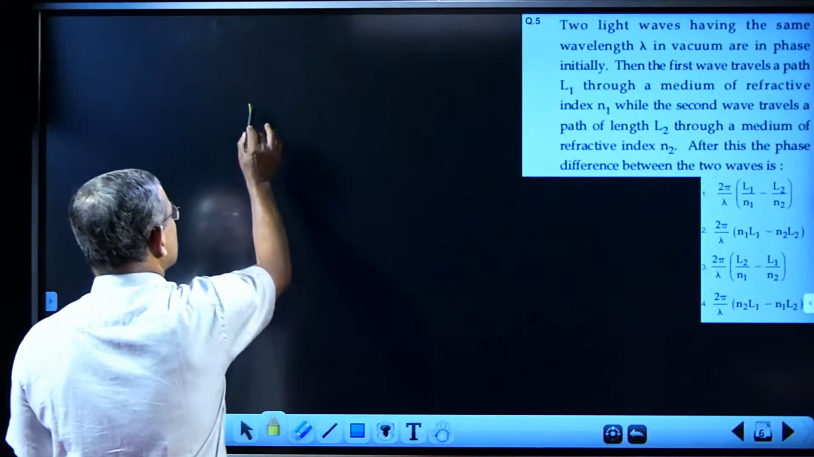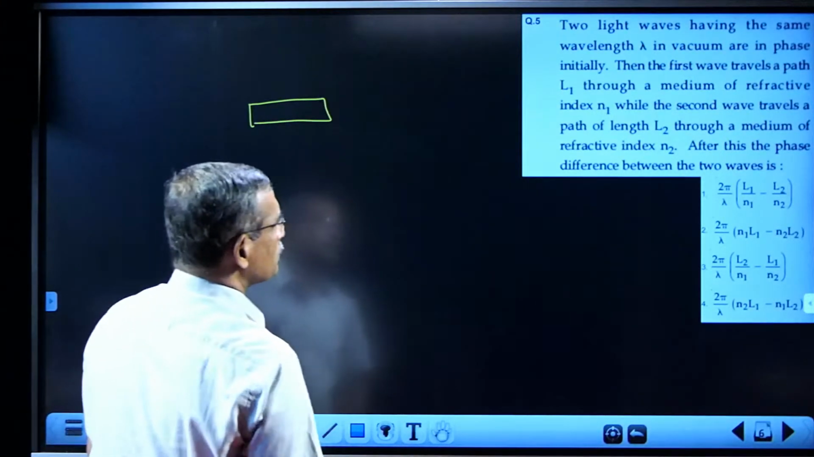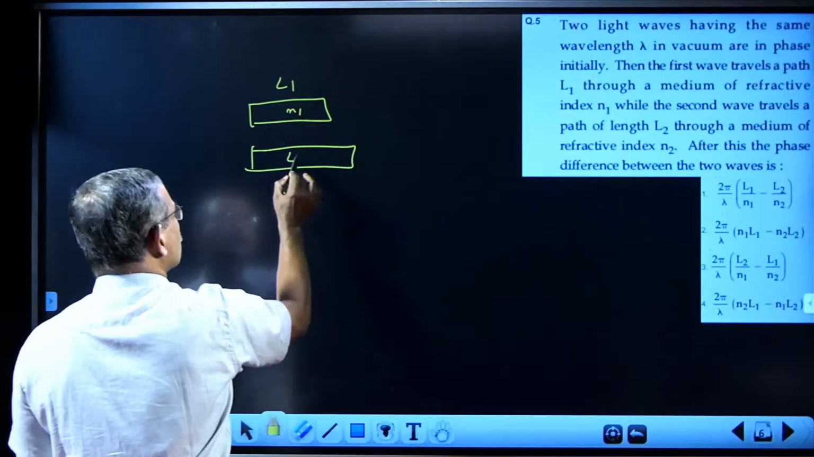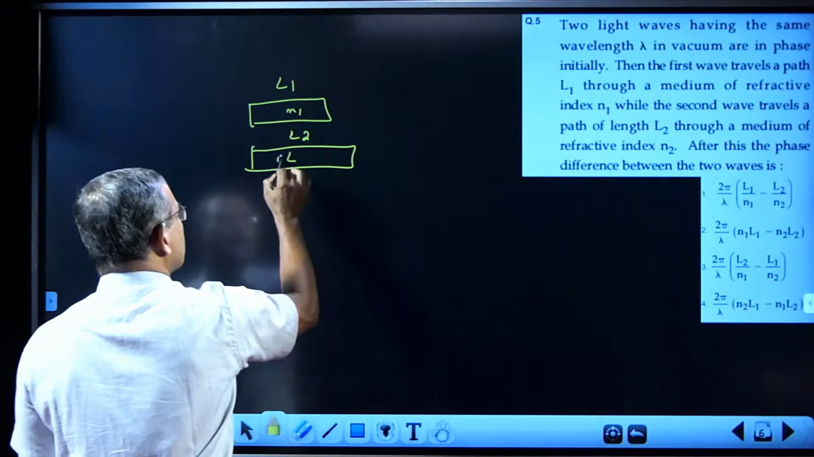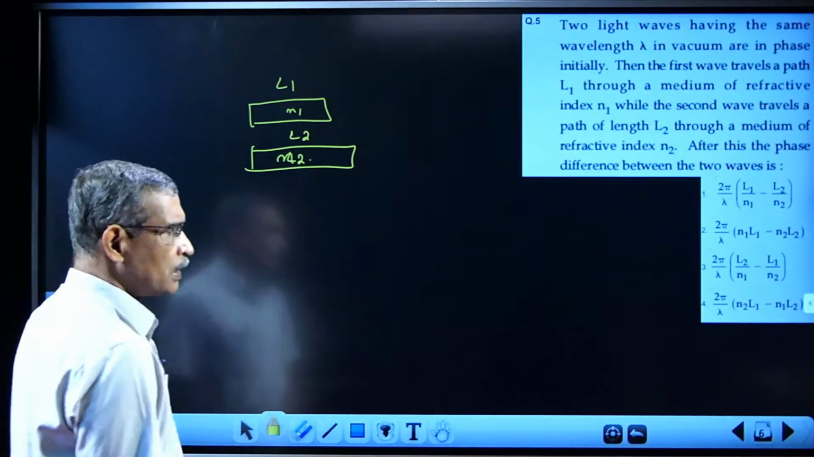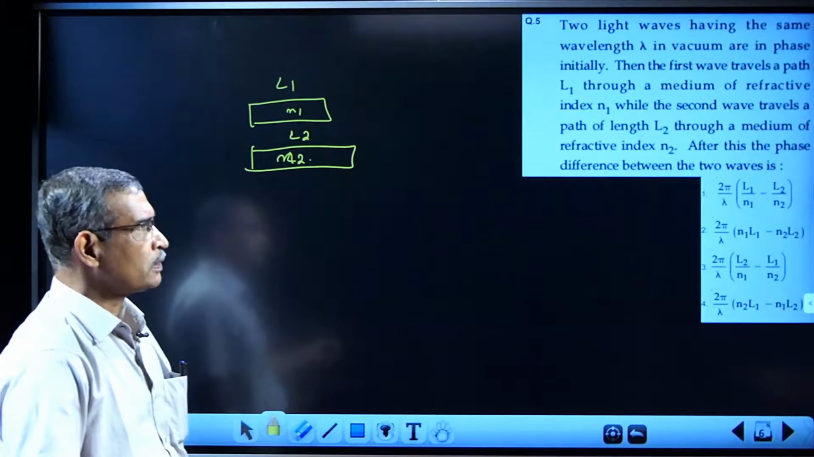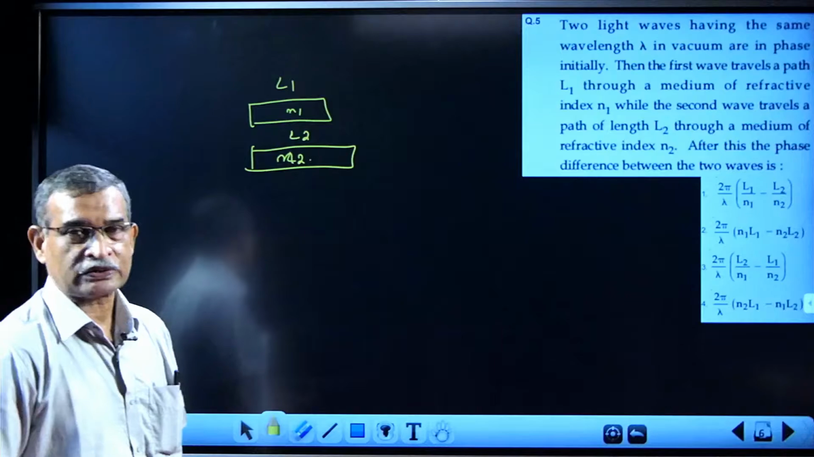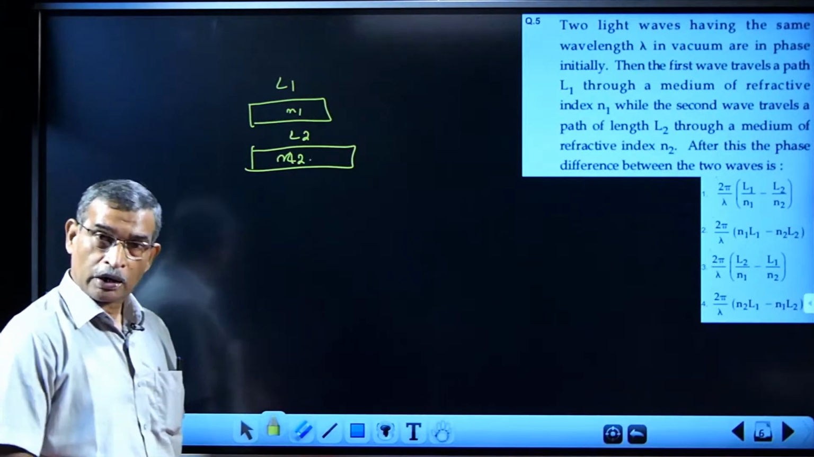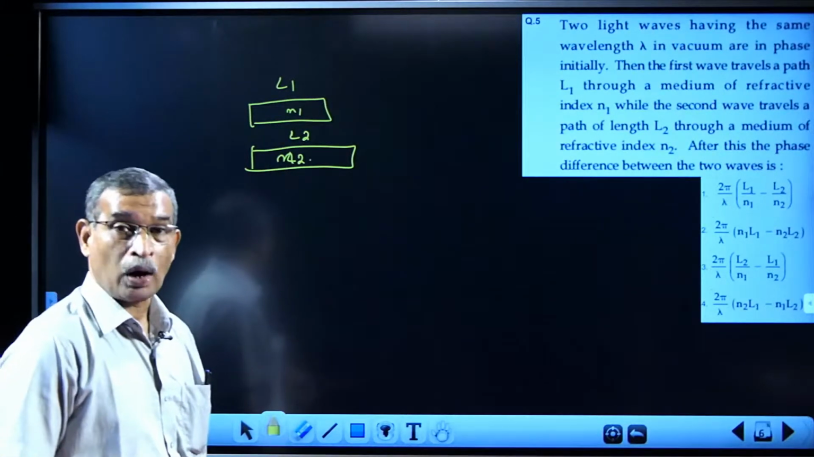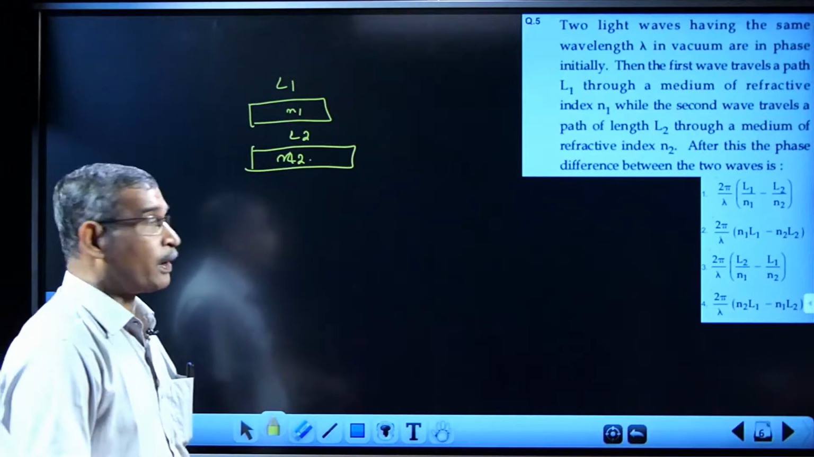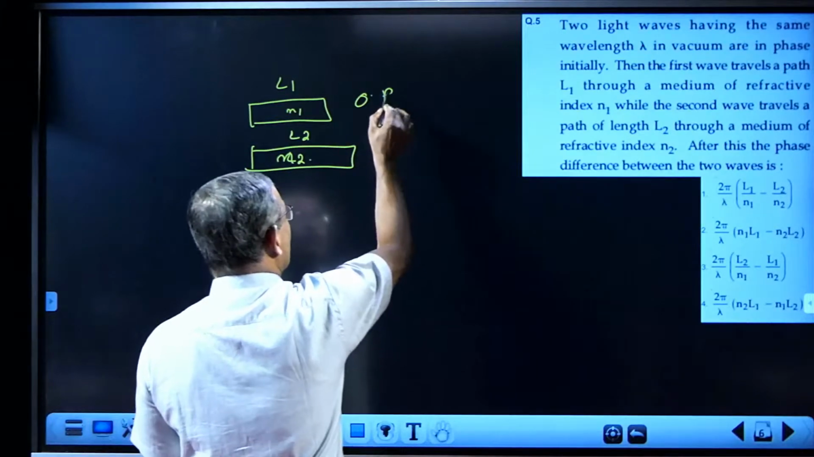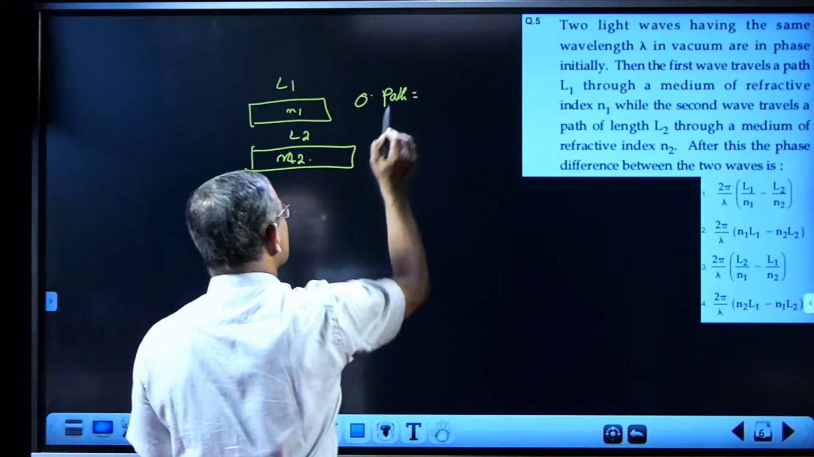Now, suppose these are the two slabs. This is L1, refractive index N1. This is L2, refractive index N2. Two waves enter in phase. When they come out, what is the phase difference? It is asked. What we are going to calculate is the optical path of the first medium and the second medium. Optical path, OP, is given by N1 L1.